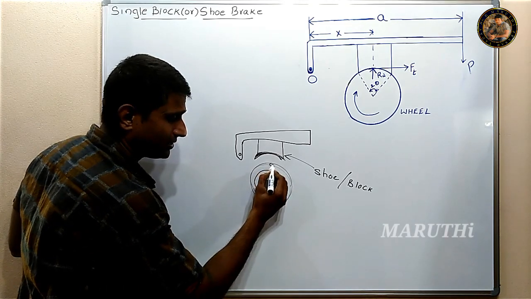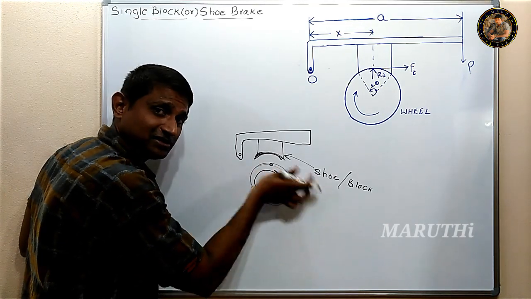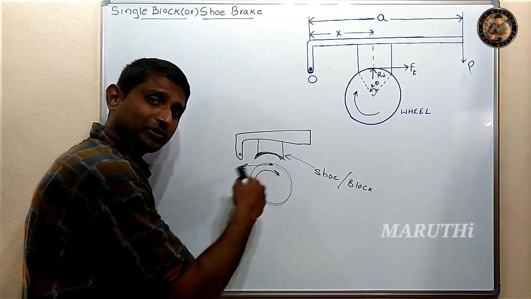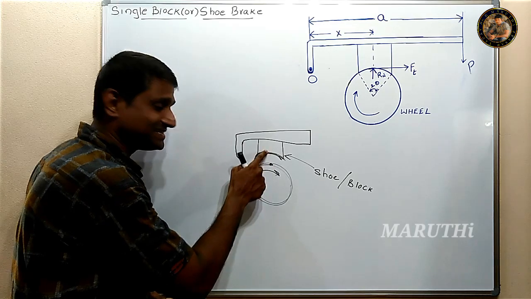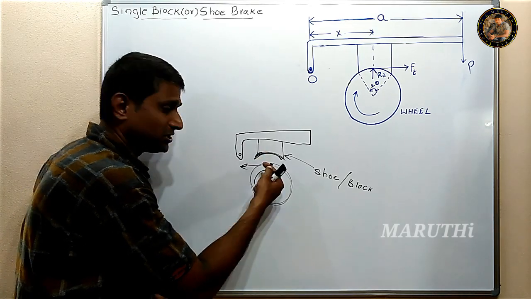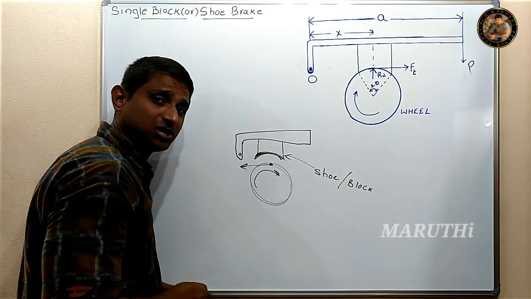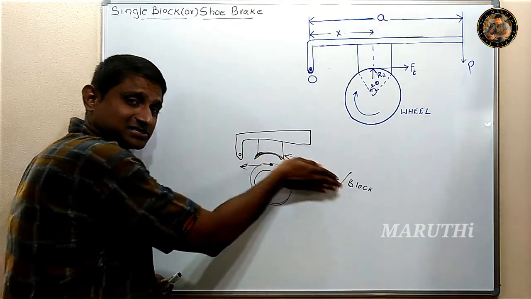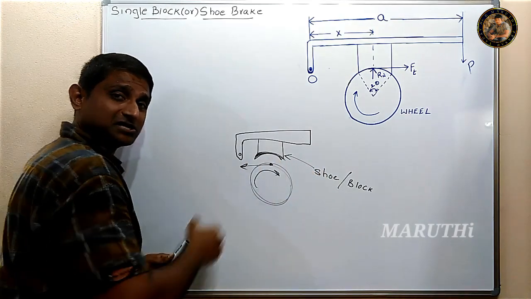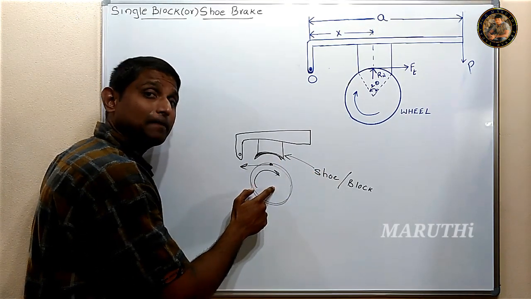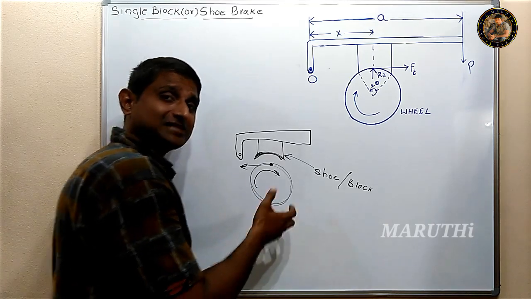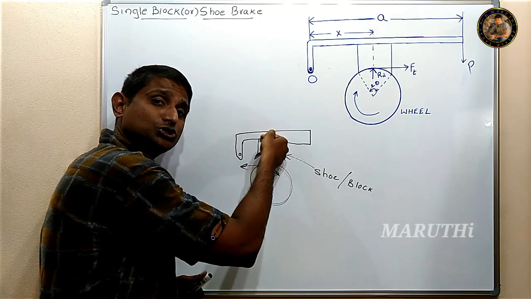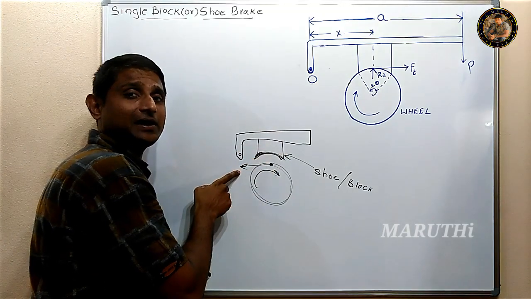At this point the drum is moving in this direction, therefore friction is in the opposite direction. When the brake drum is rotating clockwise, at the point where it has contact with the block or shoe, the friction force develops in a direction opposite to its motion. Now, the friction force acting on the brake drum is in this direction, whereas the friction force on the shoe or block is exactly opposite to it.